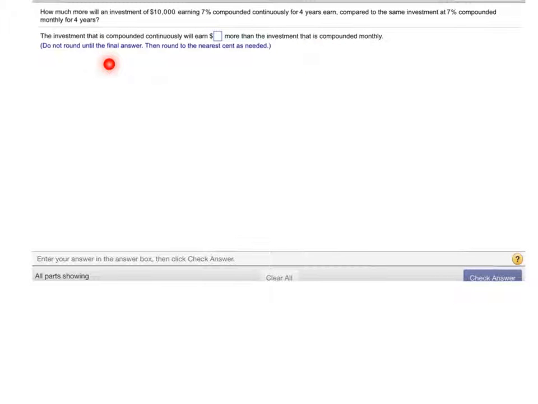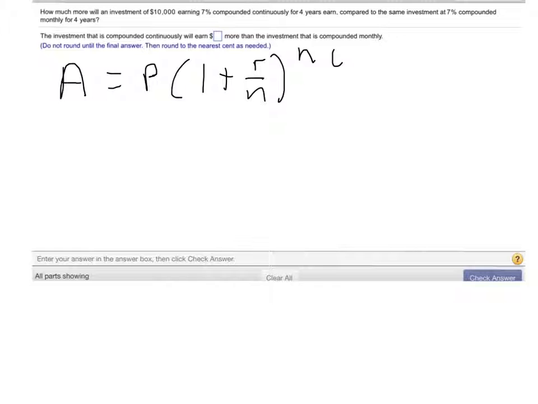Okay, so I guess there's two parts to this problem. You'll have different formulas. This one's compounded continuously, and that's a different formula than if it's compounded monthly. So I'll do the compounded monthly formula first. In your email you make reference to that formula, and it's A equals P times the quantity 1 plus R over N to the NT power. This is the formula for compound interest.